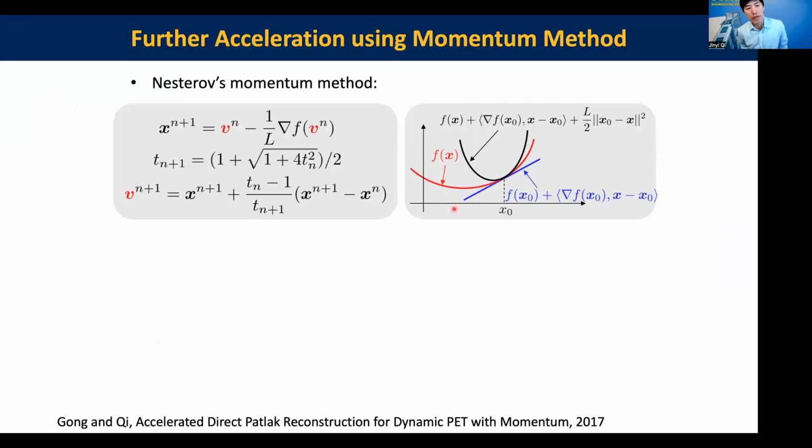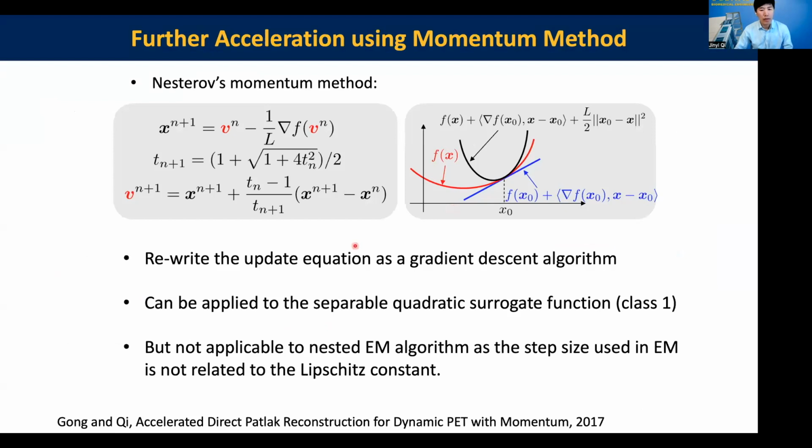And this can also be further accelerated using the momentum methods. There's a little bit of rewriting: we rewrite the update equation as a gradient descent algorithm, and then we can apply Nesterov's momentum methods to the class 1 surrogate function. That's a separable quadratic surrogate function, which has a Lipschitz constant. It cannot be directly applied to the nested EM, at least in theory, because the EM update is not related to the Lipschitz constant.